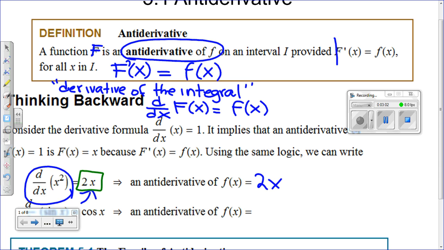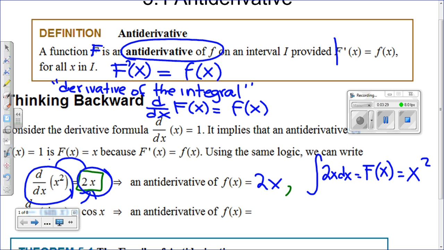So the antiderivative of 2x, or if I ask what is the integral of 2x dx, the answer in this case is going to be x squared. So when we say think backward, I give you the answer of the derivative, and then you go back, and your answer will be what we were deriving first. That will be the integral. Just going in reverse? Yes, reverse.